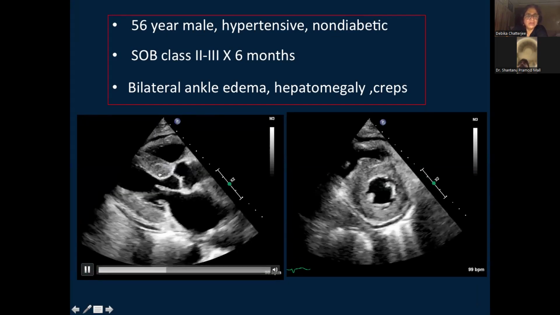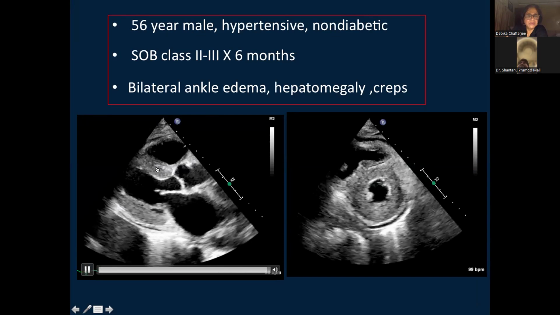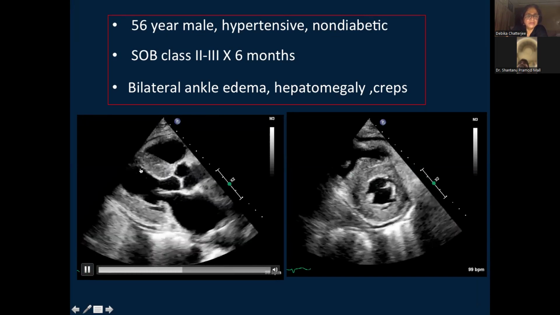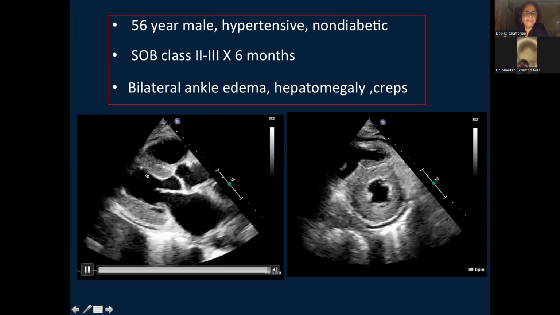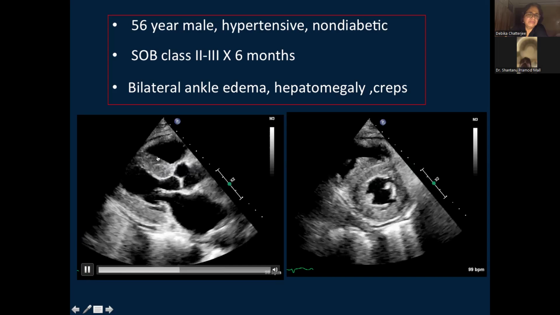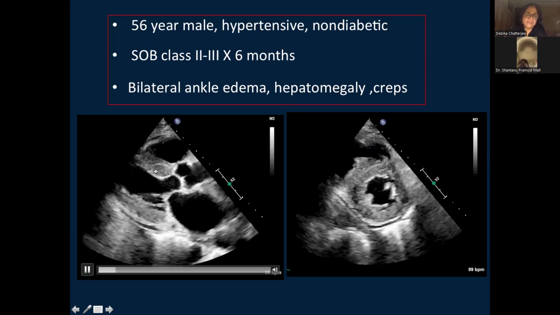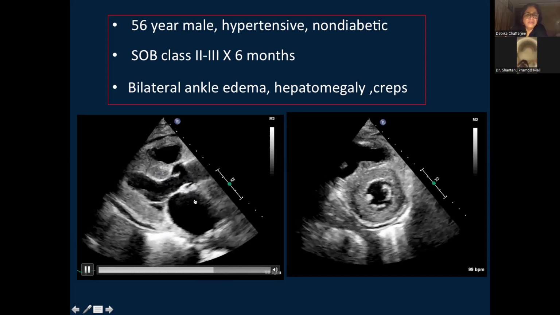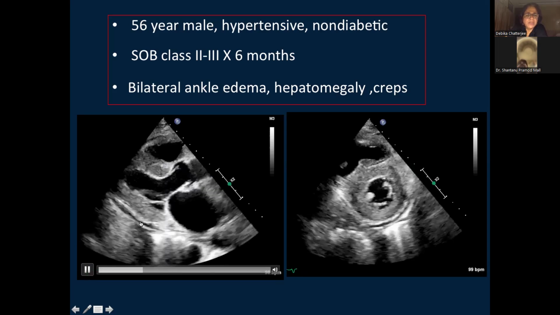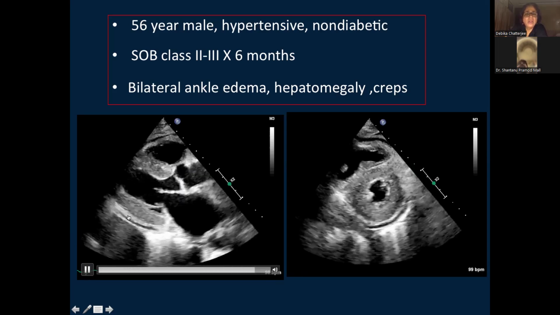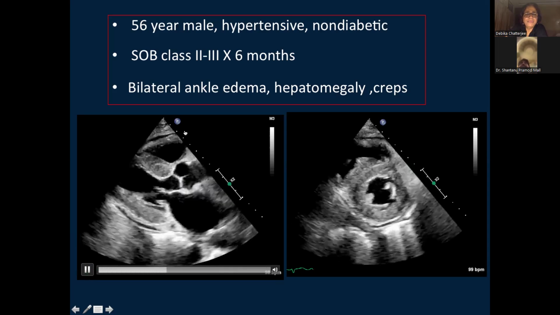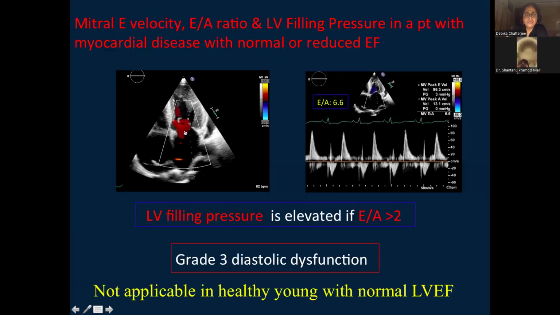If you look at the myocardium, it has a very peculiar character, the speckled appearance of the myocardium. But anyway, there is a small pericardial effusion also. So what do we do? We do the diastolic function assessment.